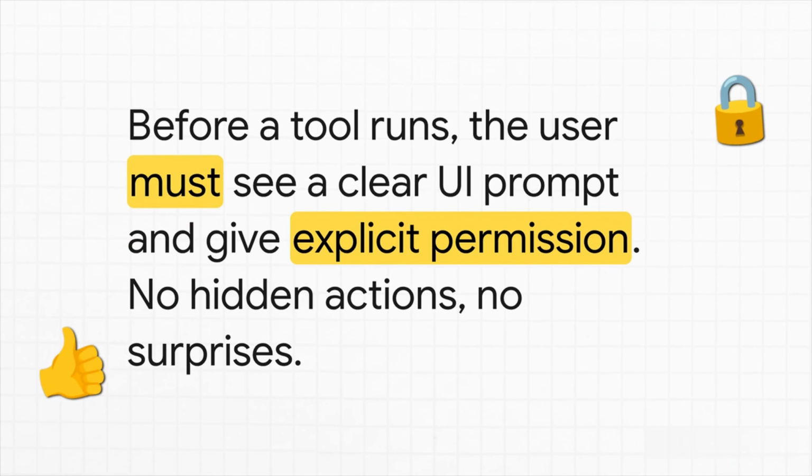Again, so what does that actually look like for a user? It's simple. It's a clear UI prompt. Before an AI can, say, create an event on your Google Calendar, you'll see a pop-up asking for explicit permission. It's all about no hidden actions, no surprises. You, the user, are always in control.